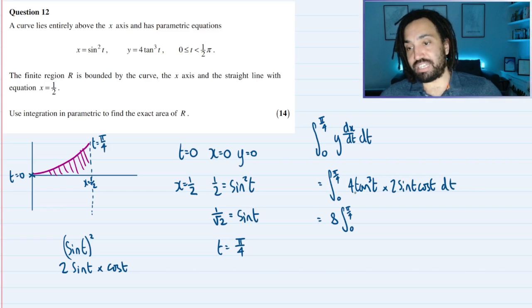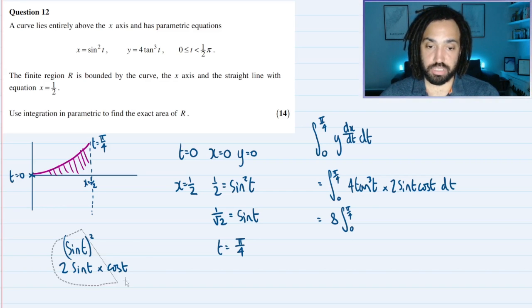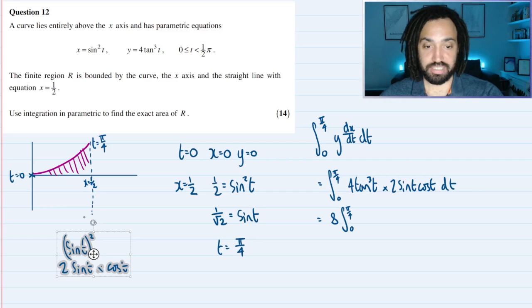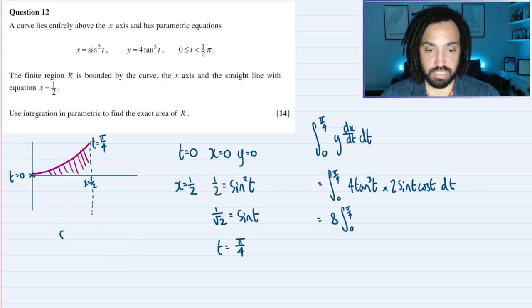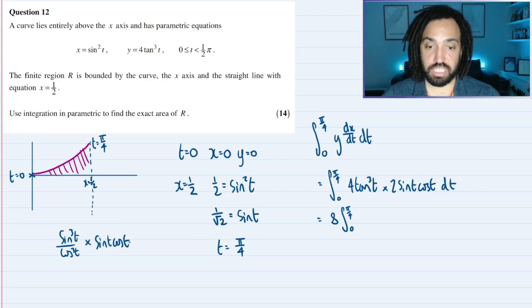We've got tan cubed. Well, tan cubed, I'm just going to use this area for a little working here. Tan cubed is the same as sine cubed over cos cubed, and then we're timesing that by 2, or not 2, we've taken the 2 out, so the 8's outside now. We're just timesing that by sine t cos t.